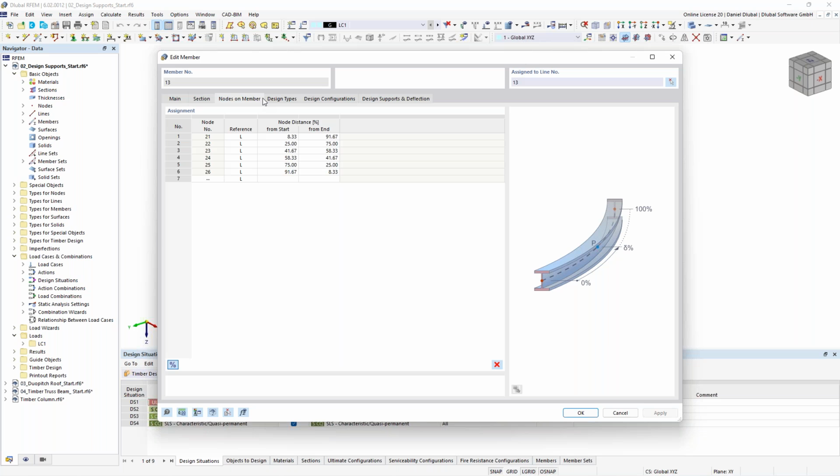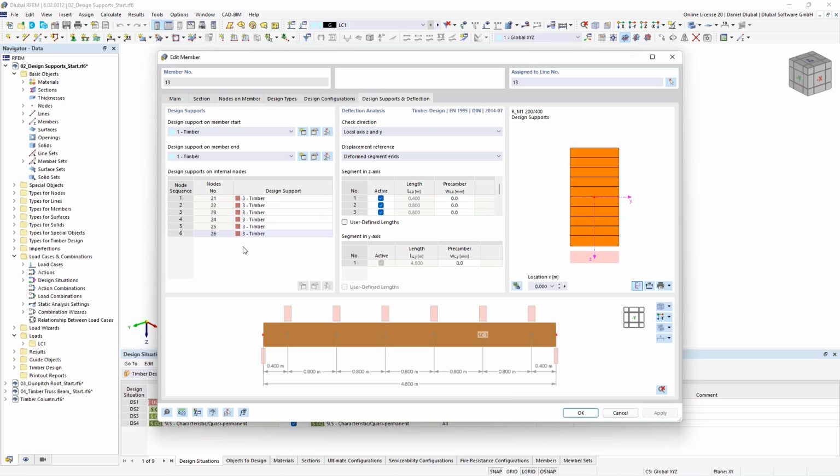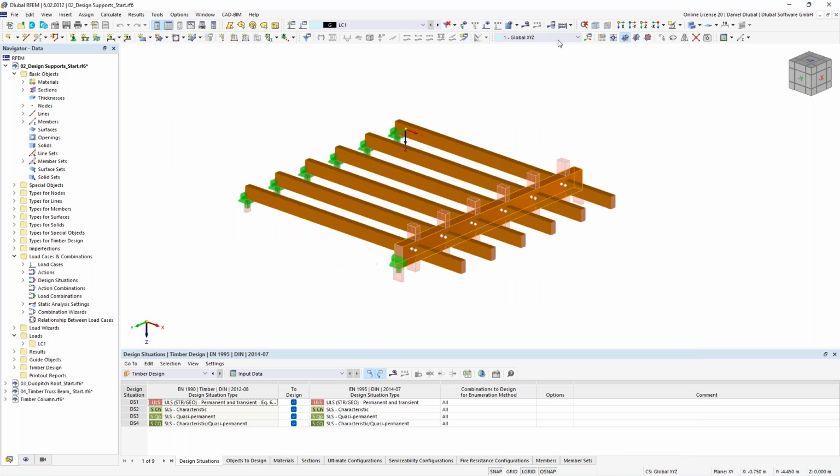And this is also part of the member. Go here to the design supports and deflection, and here you can see the design supports on the left side. So in order to consider the compression perpendicular to grain direction, and also you can check here some additional settings for the deflection analysis. This is also pretty interesting. Okay, so much to that. Now I would say let's calculate everything.